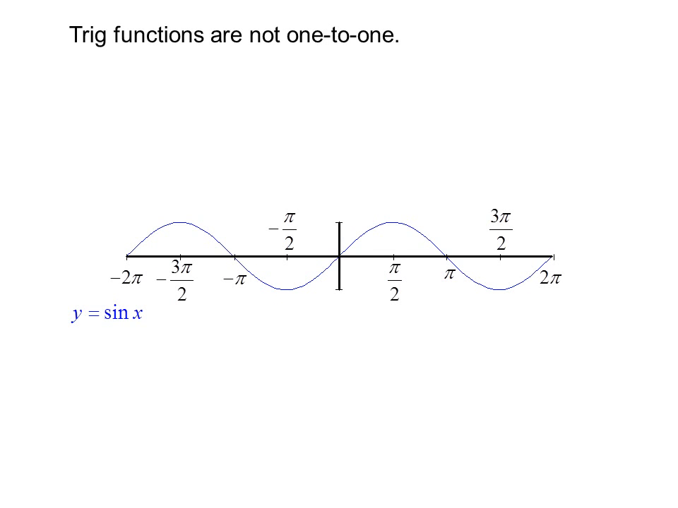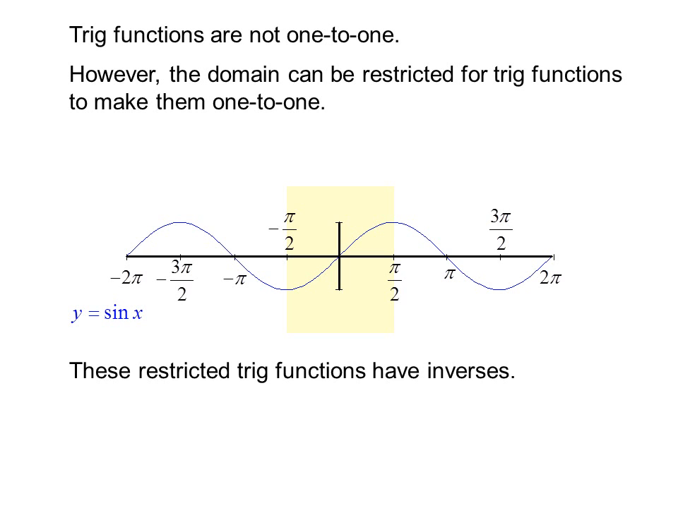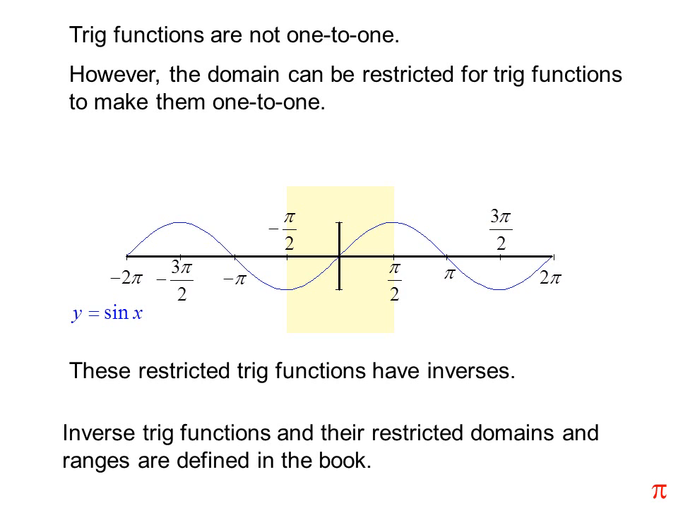Trig functions are not one-to-one. It would fail the horizontal line test. However, the domain can be restricted for trig functions to make them one-to-one. These restricted trig functions have inverses. Inverse trig functions and their restricted domains and ranges are defined in the book.